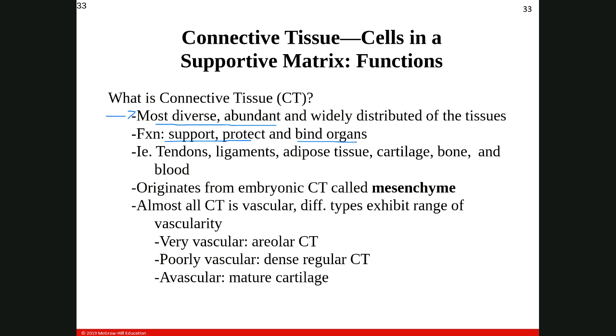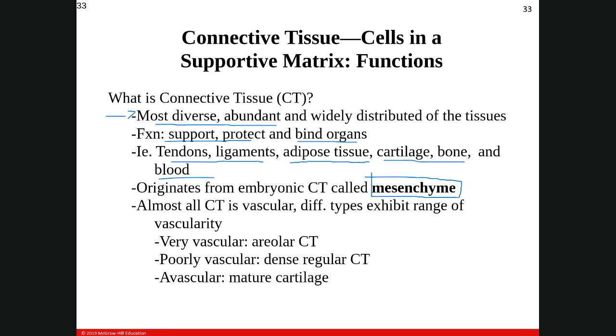So all of it, like tendons and ligaments, help with support, all right? Adipose tissue, what does that do? Protection, right? Cushioning around certain organs. Cartilage and bone, that's a support role. And then blood, okay? That is going to be more for transport. So when we're talking about the embryonic stem cell tissue for connective tissue, remember this guy right here, mesenchyme. Mesenchyme is the primitive form of connective tissue. Then it starts to divide and differentiate into different types of connective tissue.